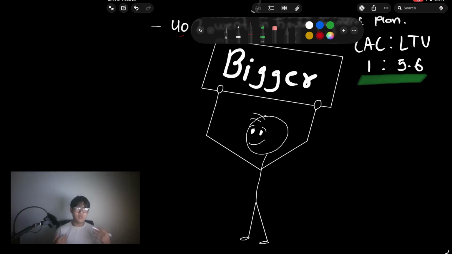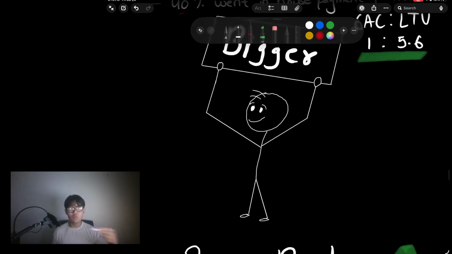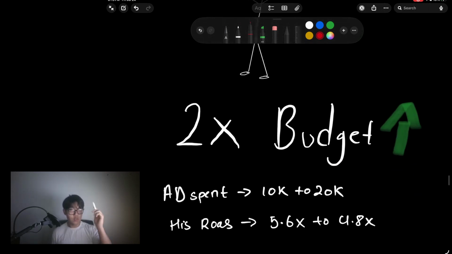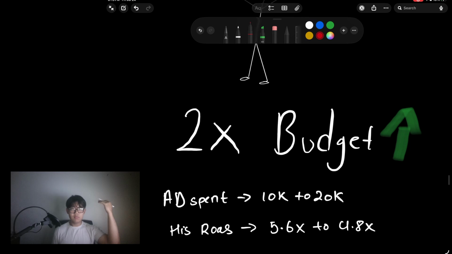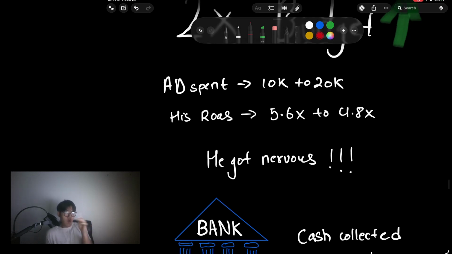Now, he wanted to go really bigger, an ambitious guy. That's why he worked with us, right? And he's like, okay, let's do more. Let's bump up the budget. Let's go twice as hard as we did. So after we 2x his budget, what does it look like in math?